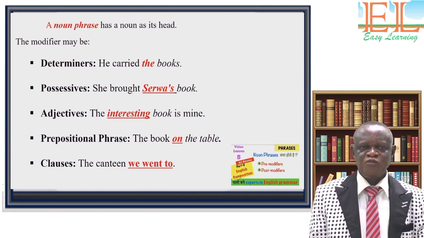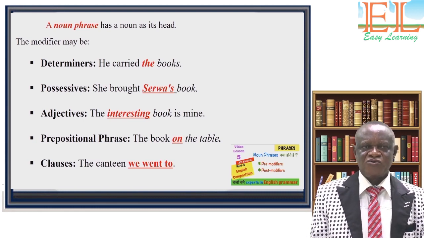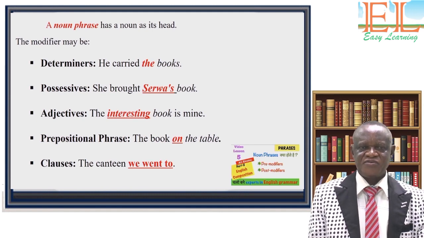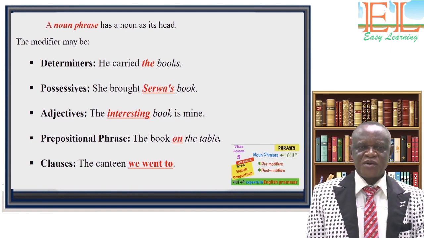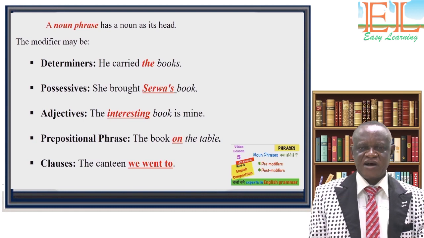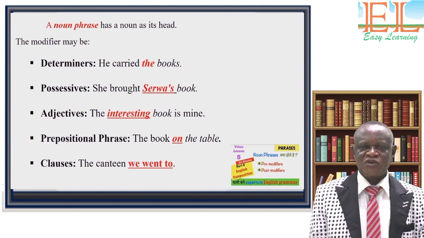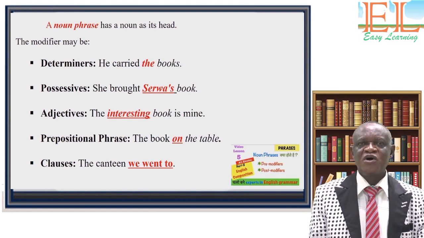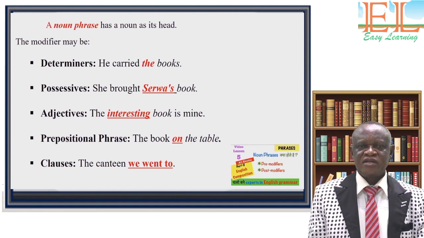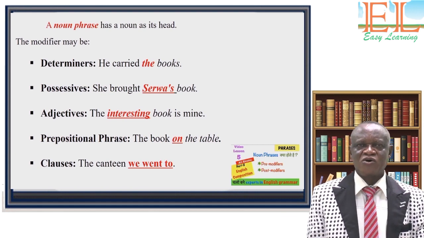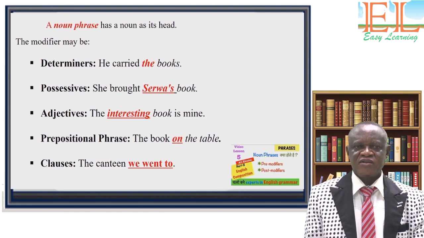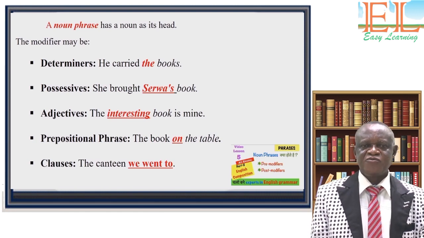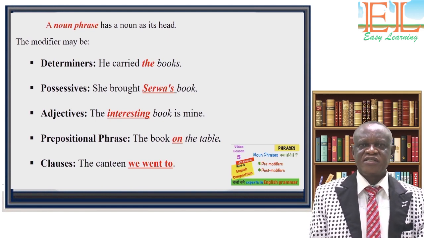Adjectives mostly modify nouns. So here we have interesting. The adjective here is interesting. The interesting book is mine. We can also have a prepositional phrase modifying a noun, such as on the table, the book on the table. The prepositional phrase on the table is modifying the noun book. A clause can also modify a noun. And in our example, we have the canteen we went to. The clause here is we went to, and it is modifying the noun canteen.